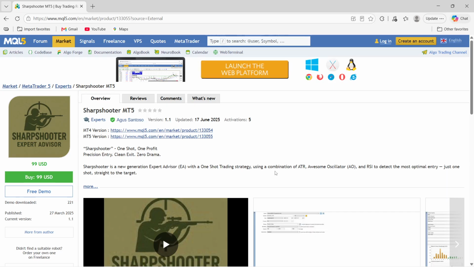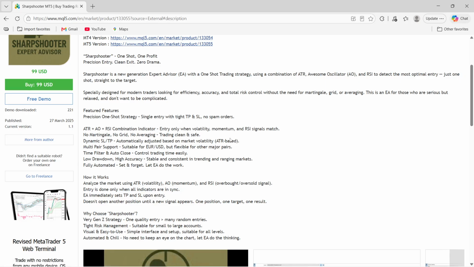Alright, so let's get into it. From the review on the MQL5 page, you can see that the Sharpshooter EA uses advanced algorithms with candlestick patterns, technical indicators, and price action analysis for entries. So it said the Sharpshooter is a new generation expert advisor with a one-shot trading strategy using a combination of ATR, awesome oscillator, and RSI to detect the most optimal entry. Just one shot straight to the targets.